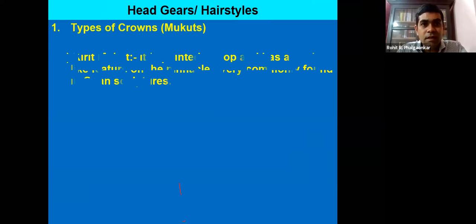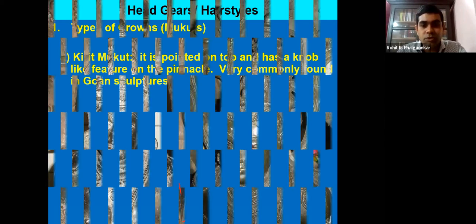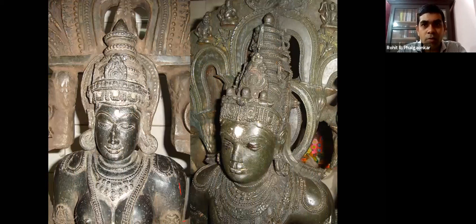These tell us about the various socio-cultural customs which were followed in ancient times. You have the Kirit Mukuta or the pointed crown. This kind of crown has a knob-like feature on the pinnacle, and it is very commonly found in Goan sculptures. So you can see the crown here. Right on the top, you will have a knob-like pinnacle. Now, these were used only for royal kings or royal entities.